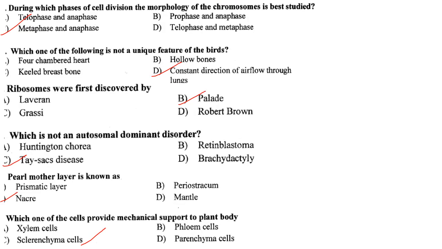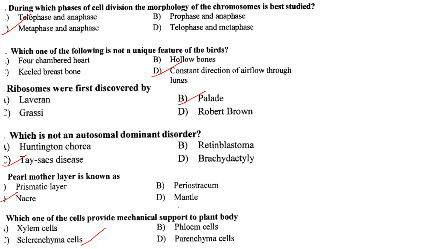Then next one. During which phase of cell division is the morphology of the chromosome best studied? So it is the metaphase stage. Metaphase is a stage of mitosis in the cell cycle in which the chromosomes are at their most condensed and coiled stage. These chromosomes carrying genetic information align at the equator of the cell before being separated into each of the two daughter cells. And the structure of the chromosome is also clear at this phase. So it is metaphase and anaphase. Answer is option C.